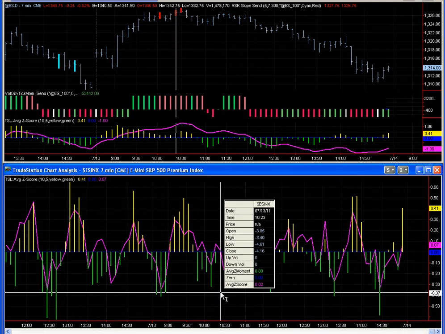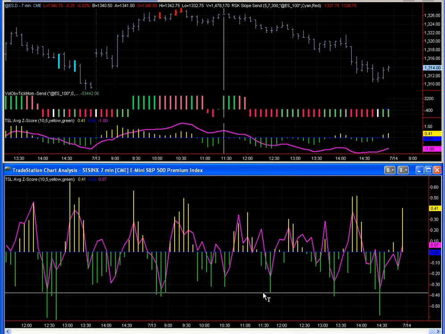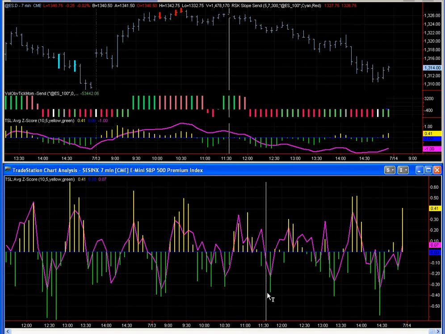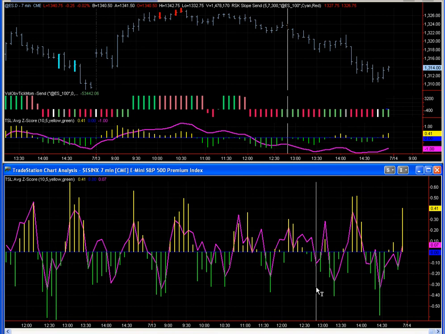then starting at 10:23, 11:33, about 12:50. Let's just look at those times. I will change this over to, once again, a 200 tick bar, and we'll look at the activity right around those times.